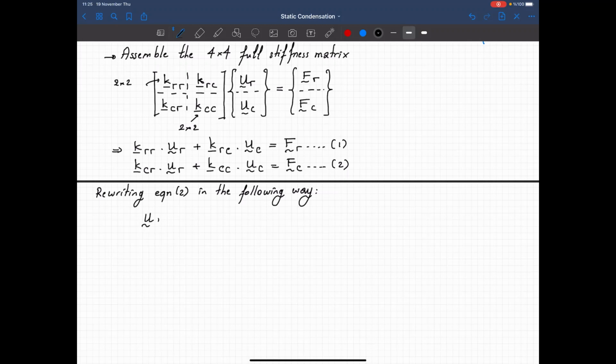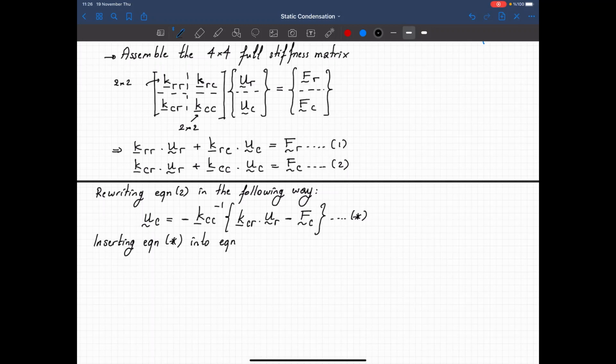So I'll have U condensed is equal to minus Kcc inverse multiplied with Kcr times UR minus Fc. Okay, let's call this equation star. Now inserting equation star into equation 1 and rearranging the terms, I have the following equation.